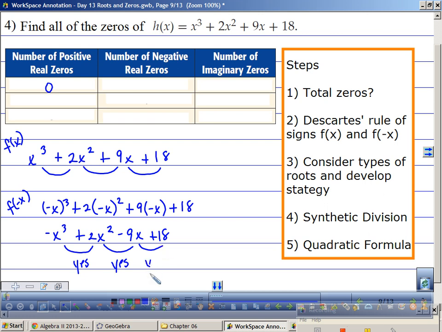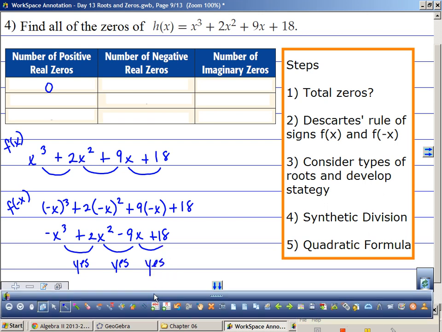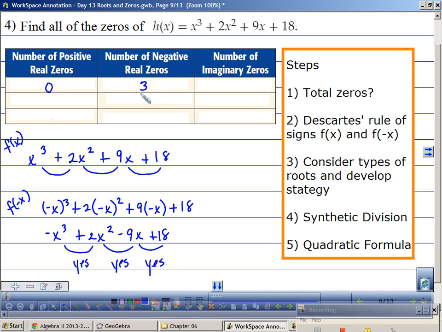I've got how many sign changes in this direction? 3, right? I did it right, correct? Everybody got the same thing? So 3. So I have a possibility of 3 in the negative direction, or what? Not 0. 1, right? Increments of 2. Because you have to go down 2.